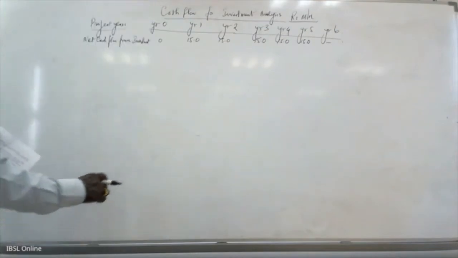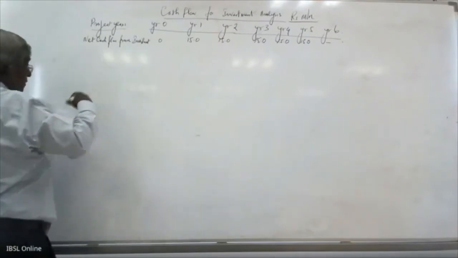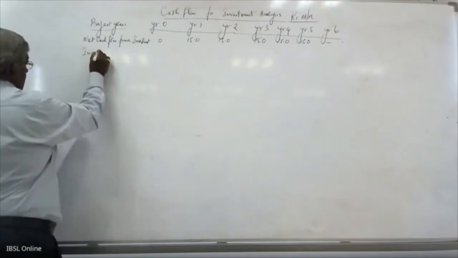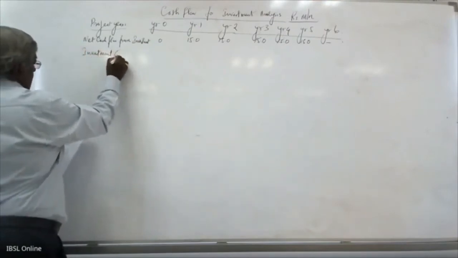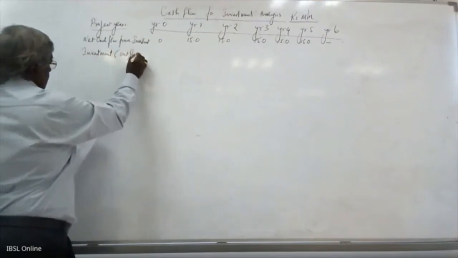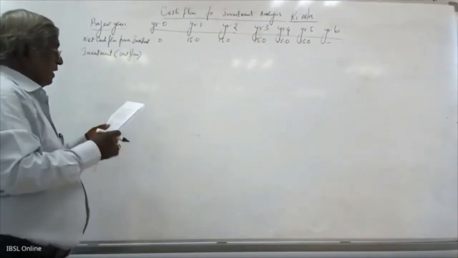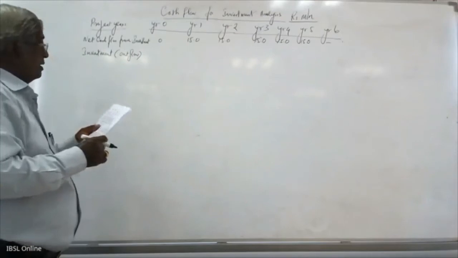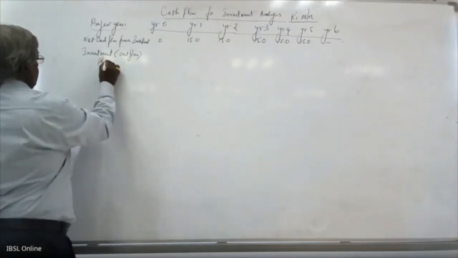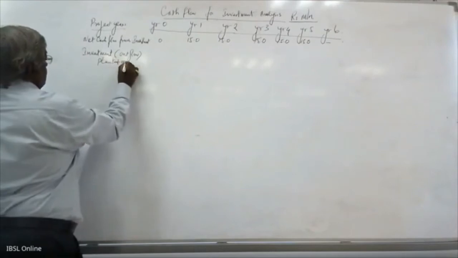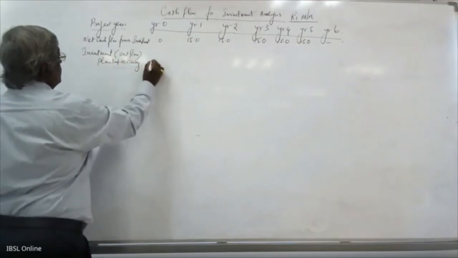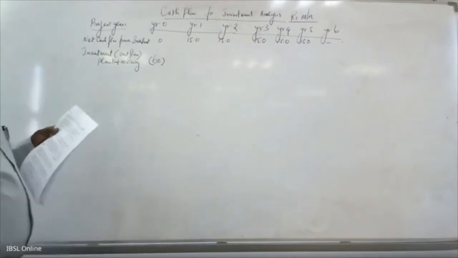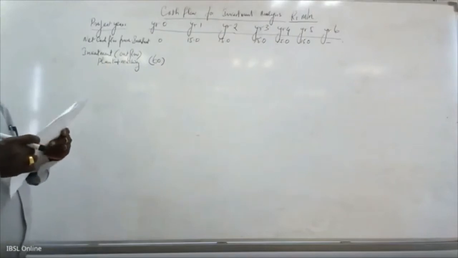Now the outflow, that is investment. Investment is the outflow. They are investing. That is now in year 0. What is the investment? Invest 60 million in the plant and machinery. So 60 million is the outflow. We put it within brackets. It's negative, outflow.